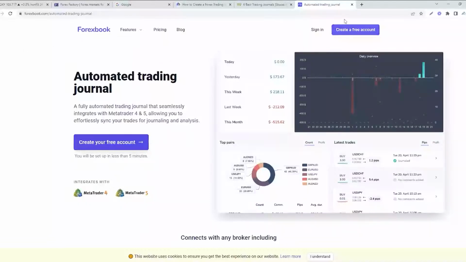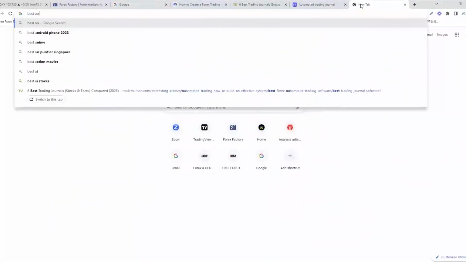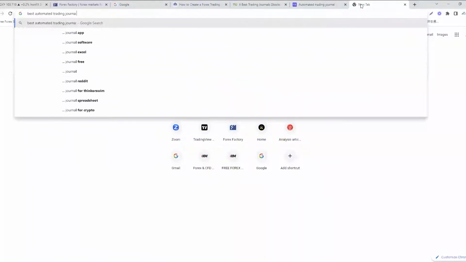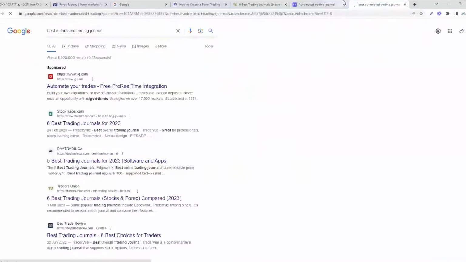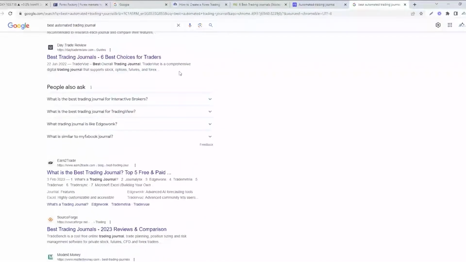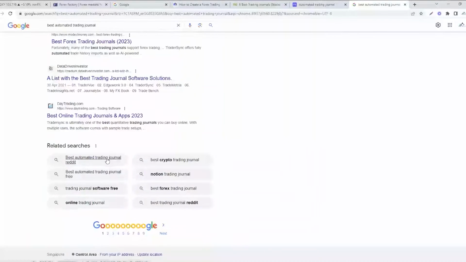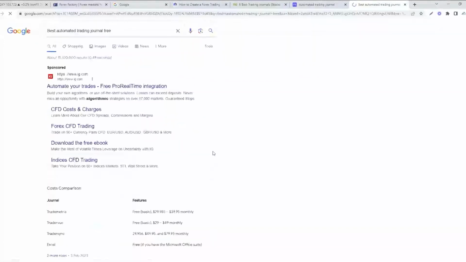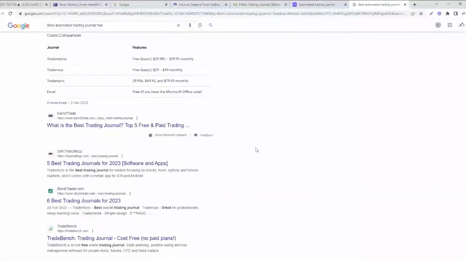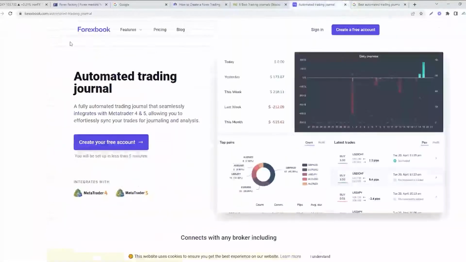Again, I'm not promoting this company or any other automated trading journal. So let's just type in Google best automated trading journal and see what we come up with. Some of these seem to be manual. What about automated? Okay, all right, I'll just use this as an example.